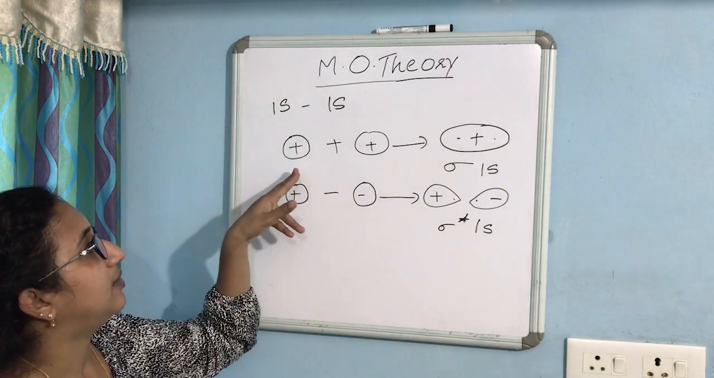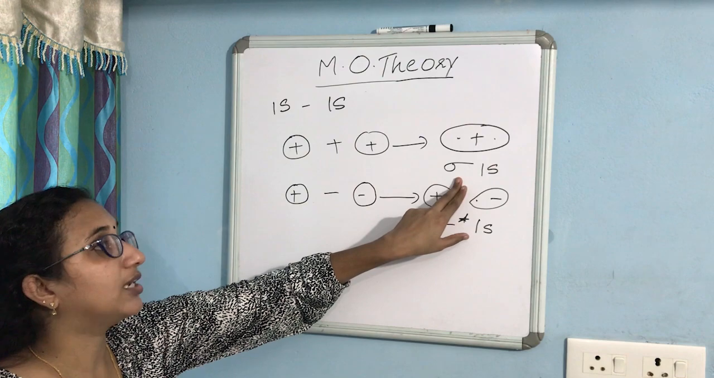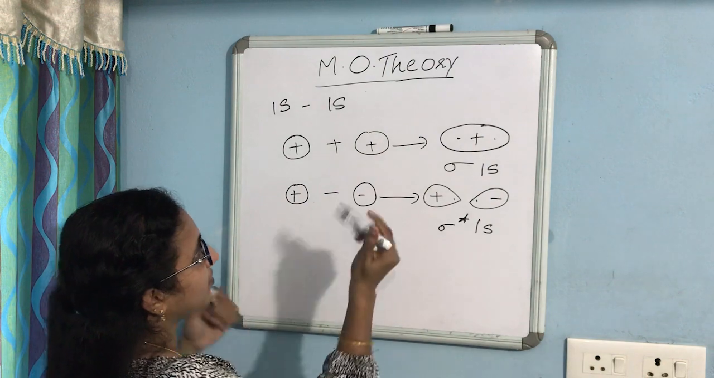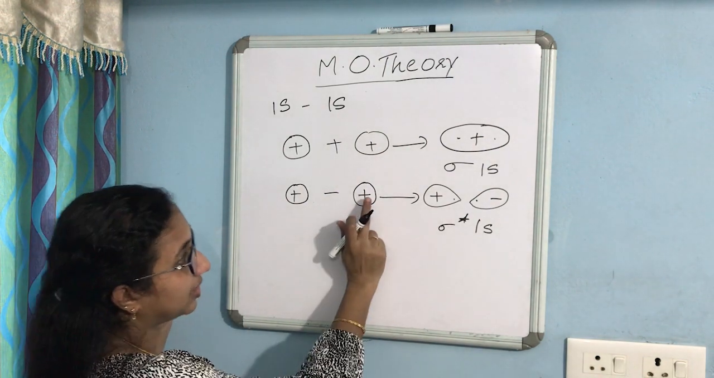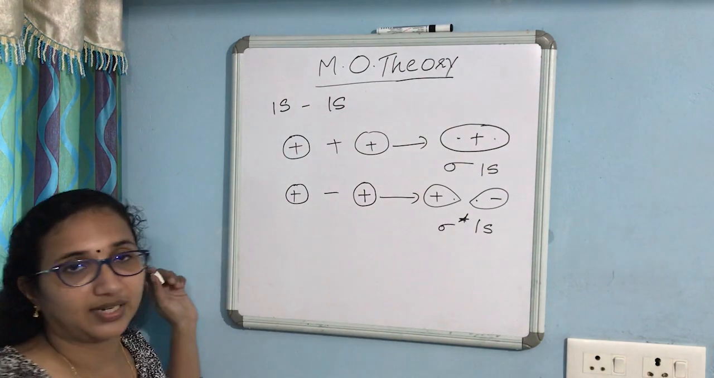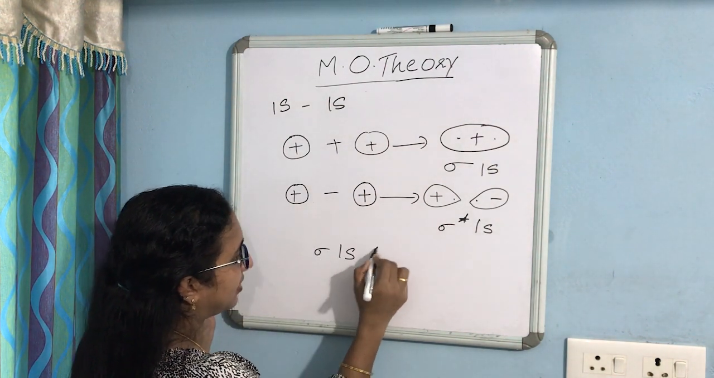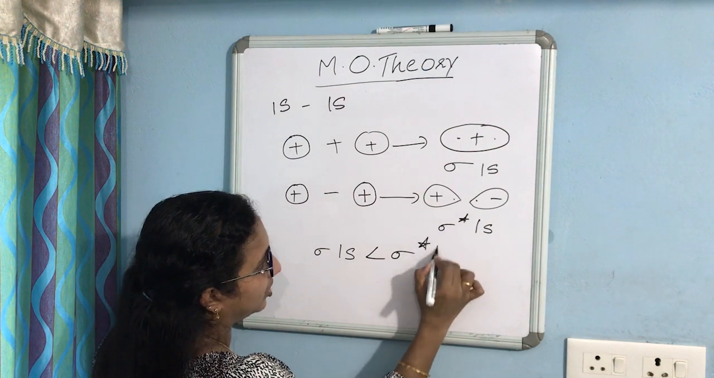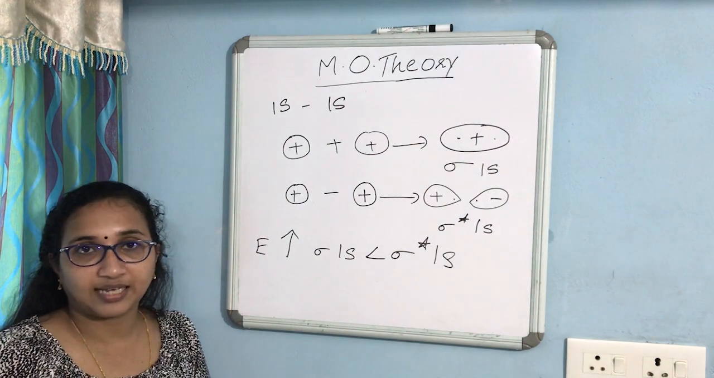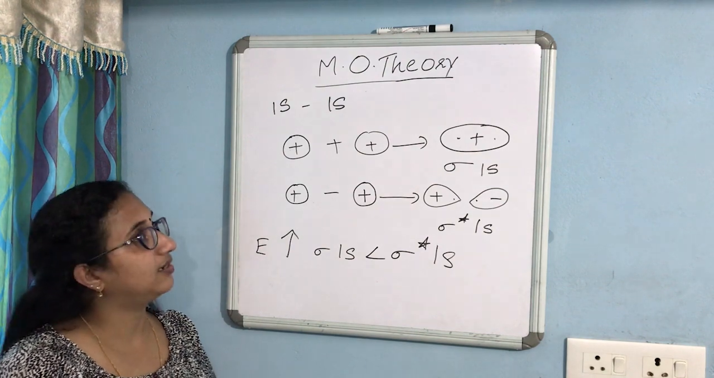So here the two 1s atomic orbitals combine by addition to give a sigma molecular orbital, and hence it is termed sigma 1s, whereas the atomic orbitals combined by subtraction, so here it is the positive side, combine to give the sigma star 1s anti-bonding molecular orbital. And we know obviously sigma 1s has lower energy than sigma star 1s. Okay, so this is how bonding and anti-bonding molecular orbitals are formed by the combination of 1s and 1s atomic orbitals.